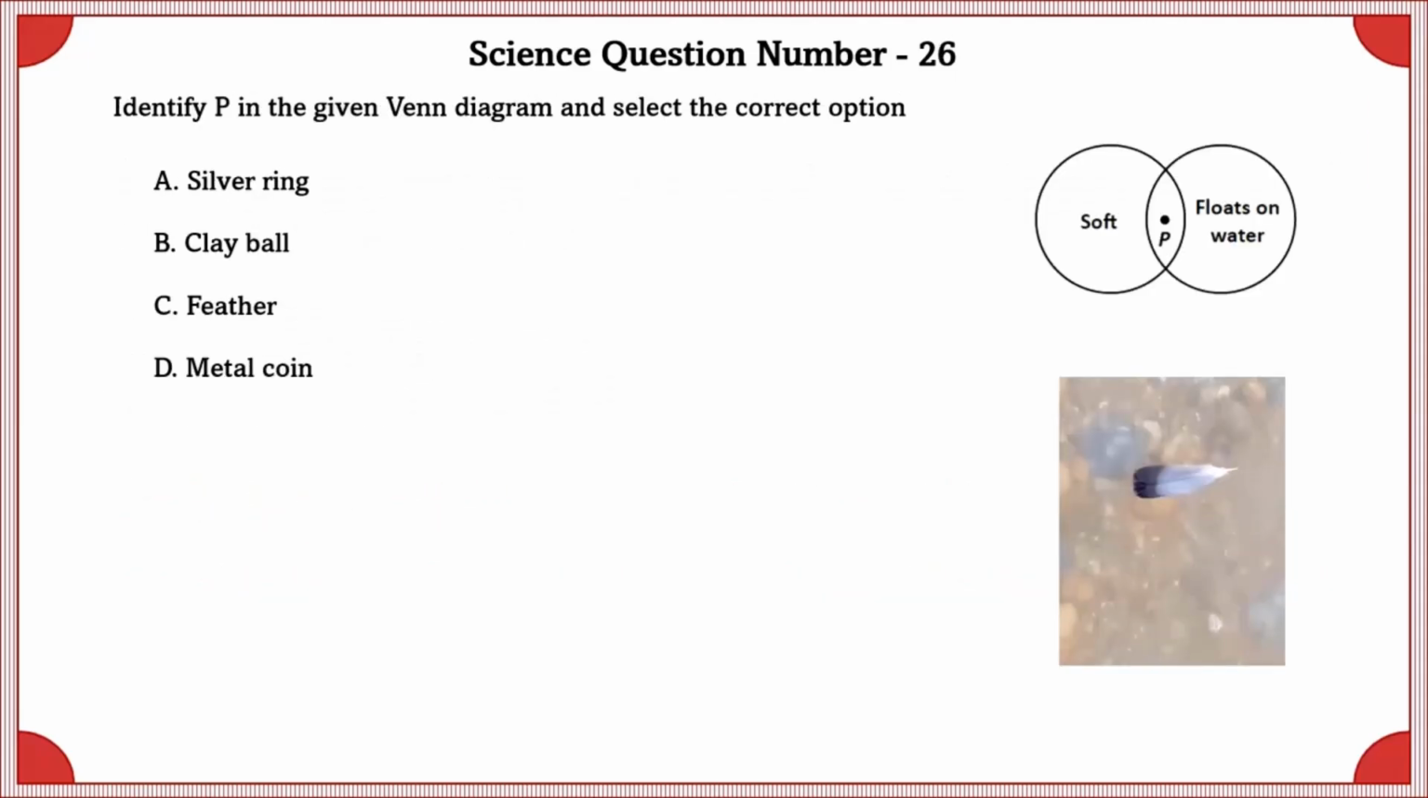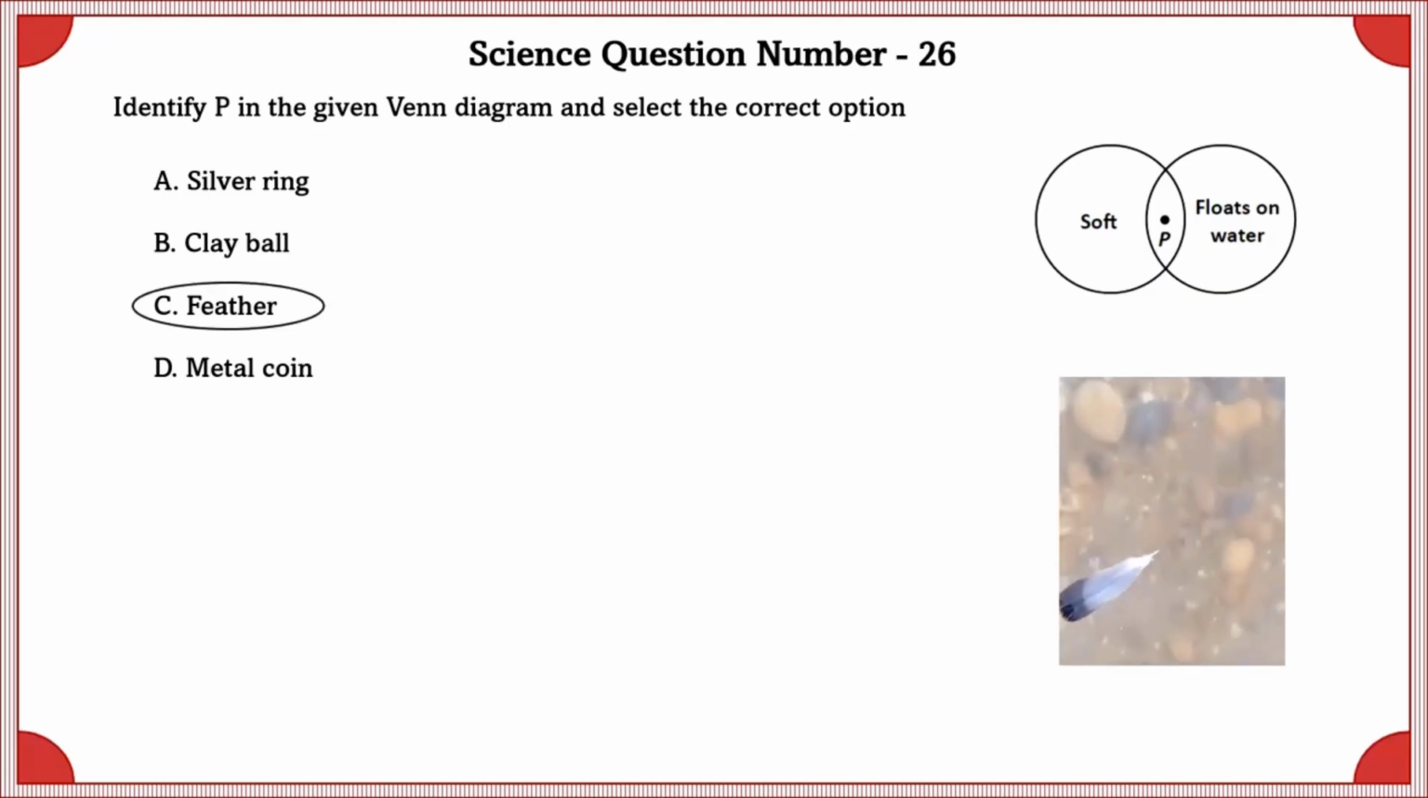Science question number 26. Identify P in the given Venn diagram and select the correct option. P is a feather because it is soft and floats on water.